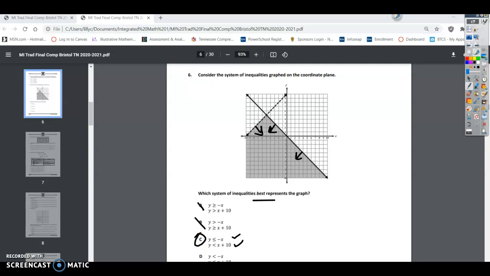Let's check D. D says y less than negative x. Y less than negative x, this would be a dotted line if that one were the case. So here they have correct answers except the inequalities are switched, so that one is not correct either. So that means number 6, the correct answer is C.